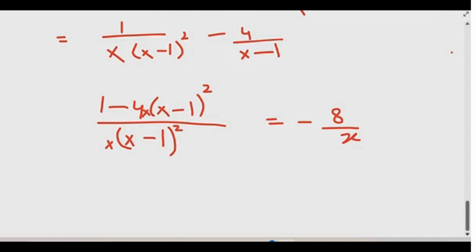So our next step is going to be, we have to move this x to the other side. So this x and x minus 1 whole square to the other side. So this is what we would get. And this won't be a square. This would just be an x because there is already an x there.